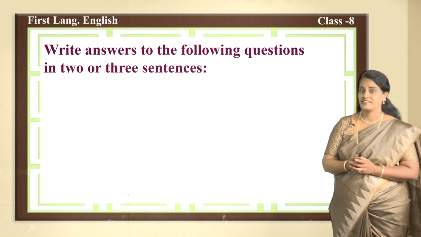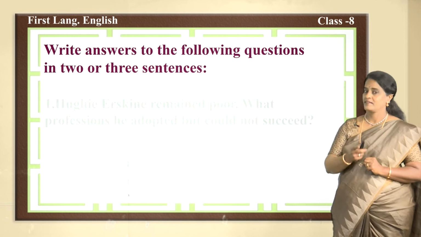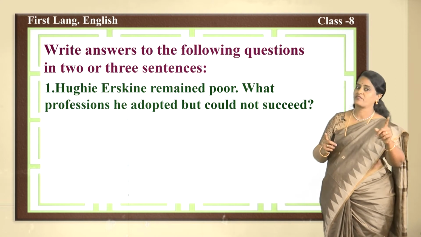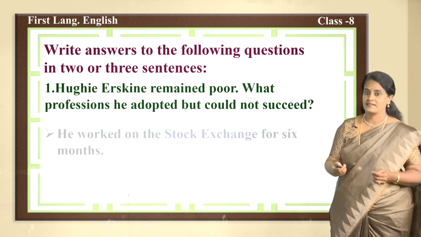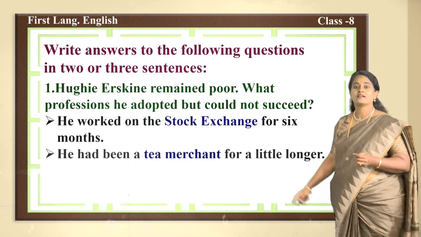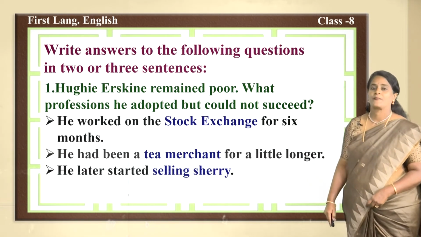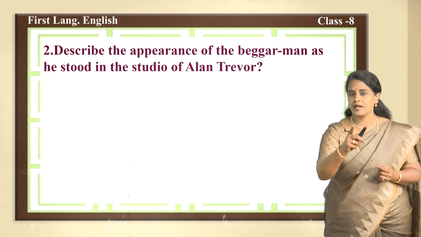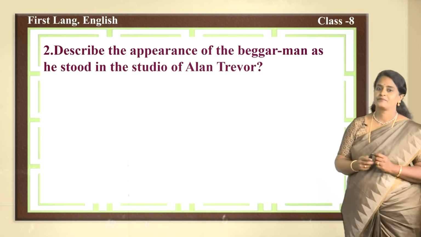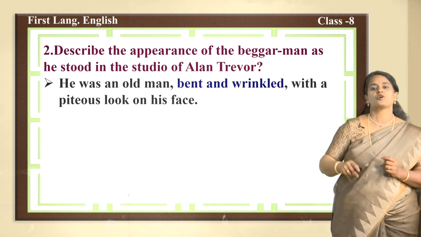Right. And the next question, write the answers of the following questions in 2 or 3 sentences. Shall we look at the question? Hughie Erskine remained poor. What professions did he adopt but could not succeed? Have you listed out? He worked in a stock exchange for 6 months, later as a tea merchant, and he also started selling sherry. Next question, children. Describe the appearance of the beggar man as he stood in the studio of Alan Trevor. How did he look? He was an old man, bent and wrinkled, with a piteous look on his face.